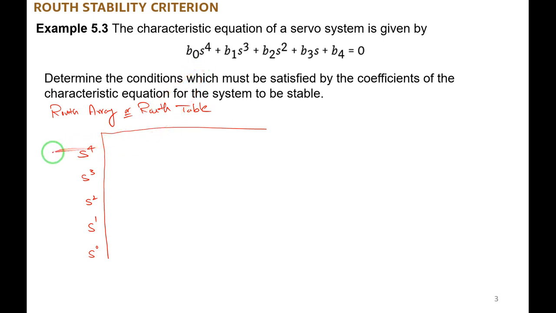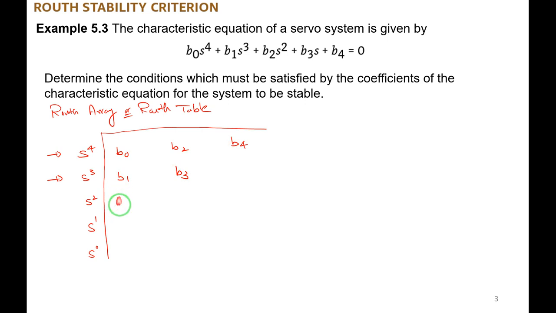In the first row, we have to fill up the odd term coefficients. Odd terms are the first term, third term, and fifth term. So the odd term coefficients are b naught, the next b2, the next b4, and observe that b4 is a constant term. Next, in the second row, we have to fill the even term coefficients. Even terms are the second term and fourth term. So b1, and after b1 it is b3. We have filled up the first row and second row.